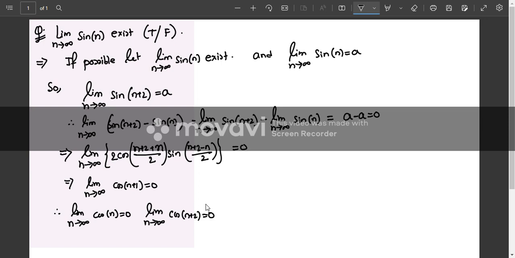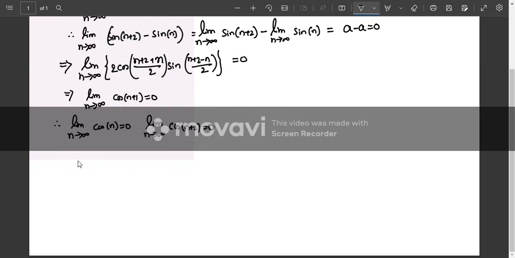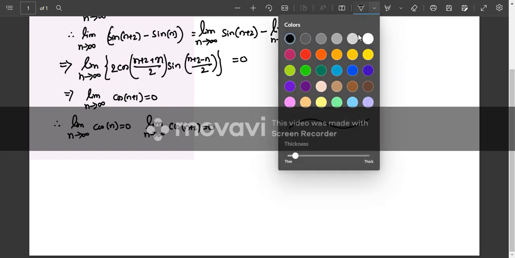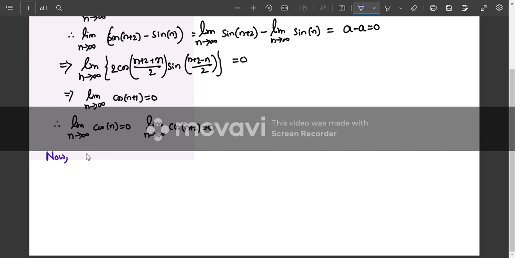Okay, now the limit as n tends to infinity of cos(n+2) minus cos n will also be 0. The limit of cos(n+2) minus cos n is the limit of cos(n+2) minus the limit of cos n. So 0 minus 0, that will be 0.